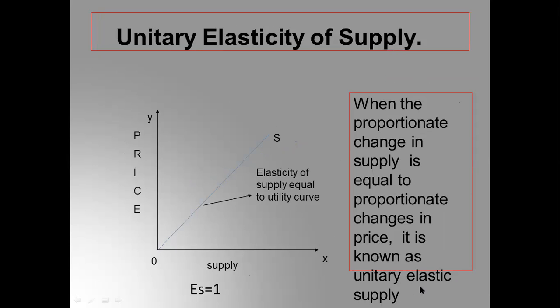Then unitary elasticity of supply: when the proportionate change in supply is equal to the proportionate change in price, it is known as unitary elastic supply. Okay, so this particular supply curve is going to start from the point of origin, that is 0, fine, and then it's going to go on. So that means the change in price is going to be equal to the change in supply, fine. So that's the reason ES is equal to 1.